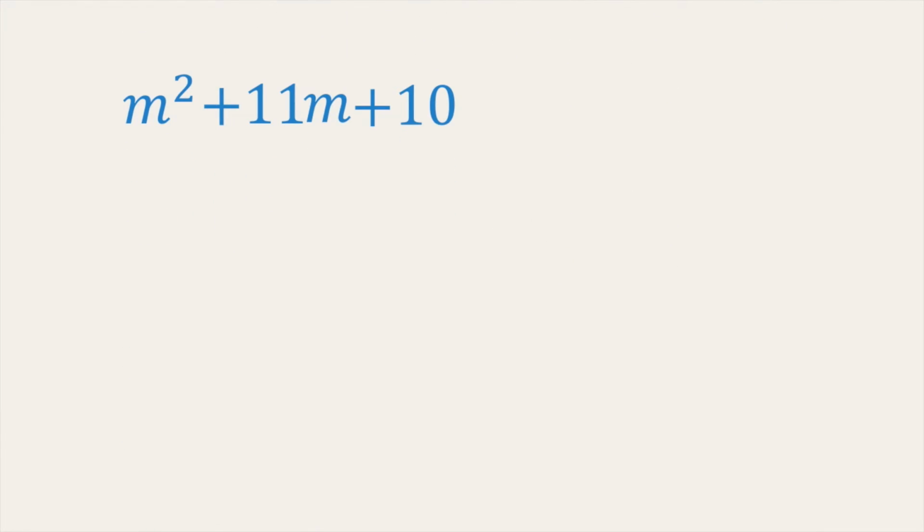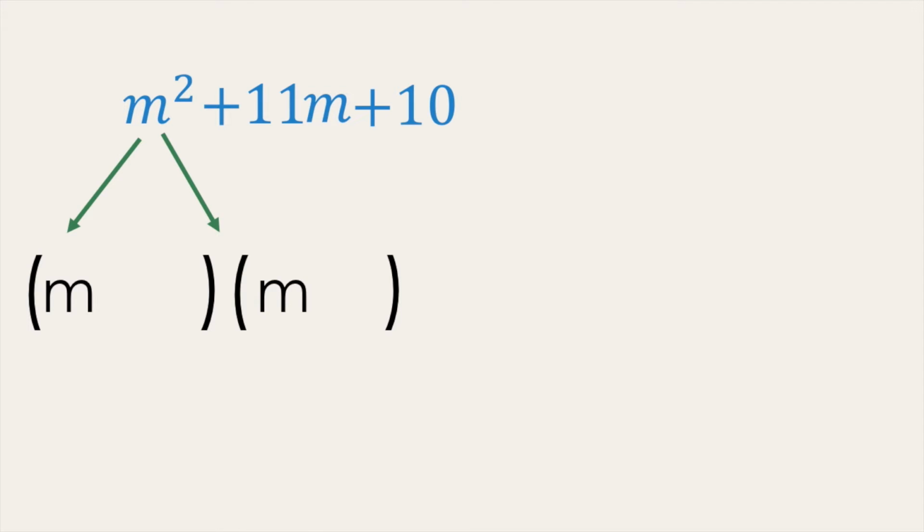Let's do another example problem. We want to factor the trinomial m squared plus 11m plus 10. And because these terms don't contain any greatest common factor, we can factor this trinomial as a product of two binomials. We begin by breaking up m squared as m times m. Next, we want to find two numbers that when we multiply them give us this positive 10, and those same two numbers should be able to be added together to give us this positive 11.